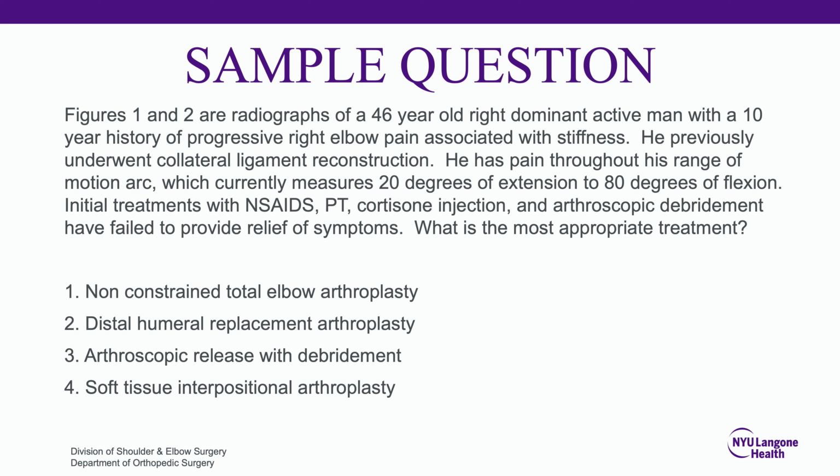Distal humerus replacement arthroplasty. She has arthritis everywhere, including the ulna, so this is probably not going to work all that well. Arthroscopic release, this has already been performed with minimal improvement. So given her age, the most likely option and probably the best treatment option is soft tissue interposition arthroplasty with an Achilles tendon allograft.